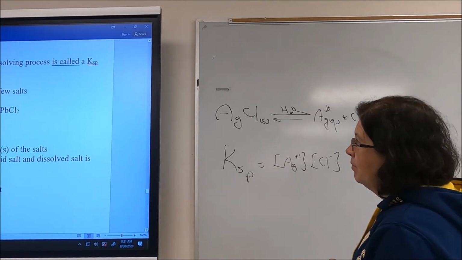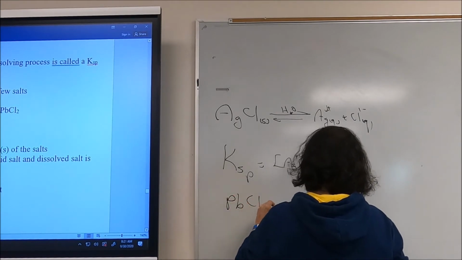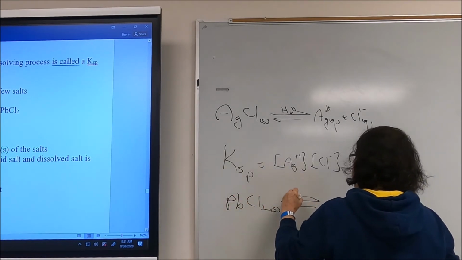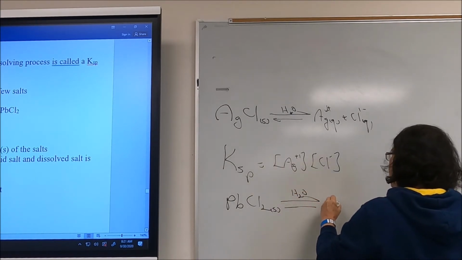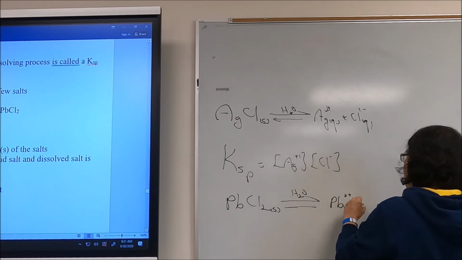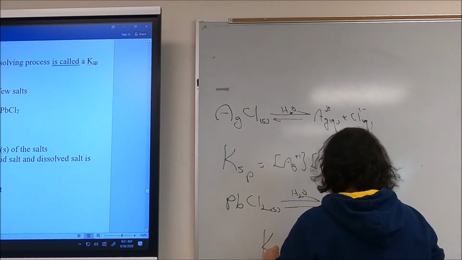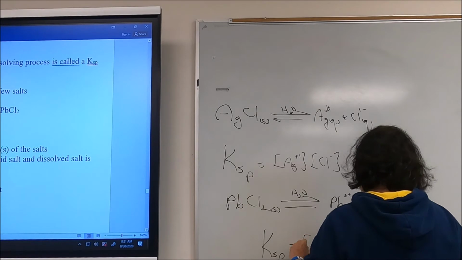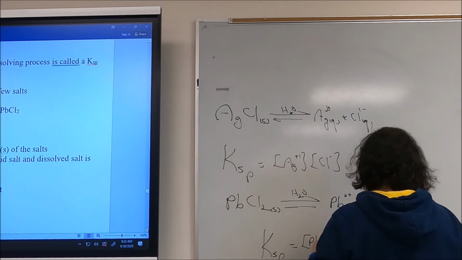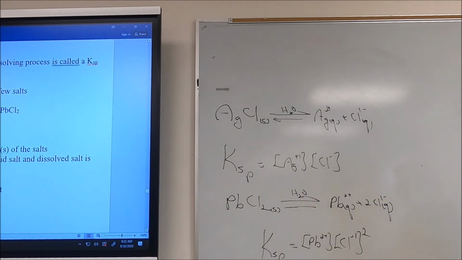Okay, if I had something like lead 2 chloride solid, in the presence of water, I get lead 2 plus ions aqueous and 2 chloride ions aqueous. The KSP here is the concentration of lead 2 plus times the concentration of chloride ions squared. Okay? So, I give you a couple of examples.